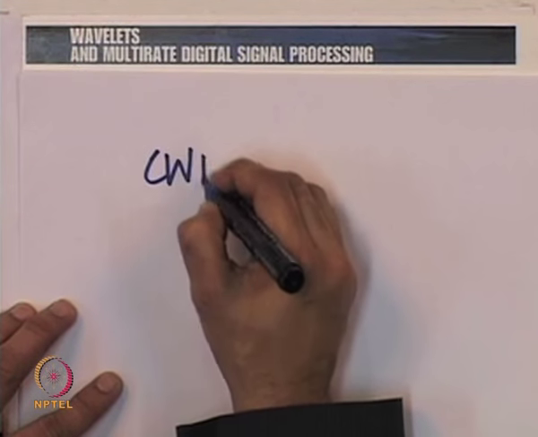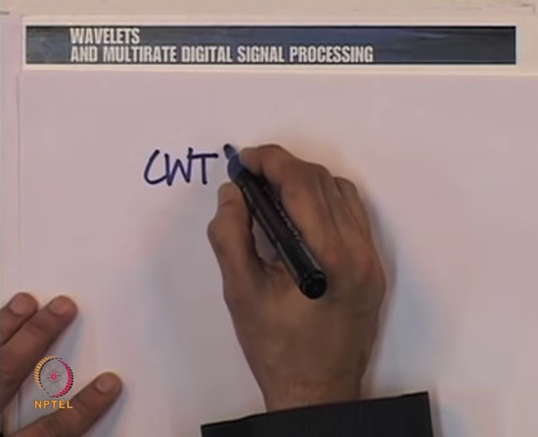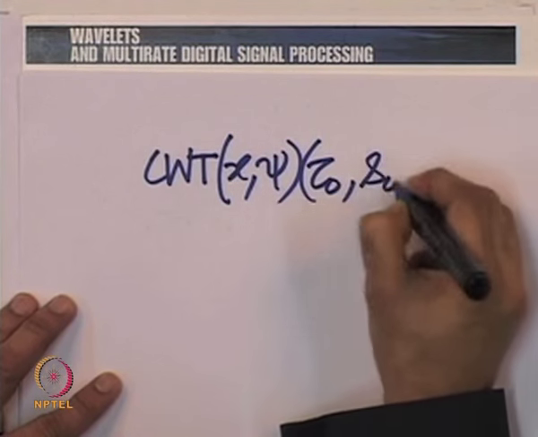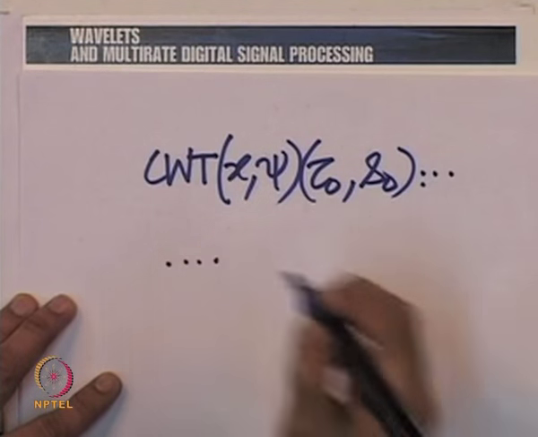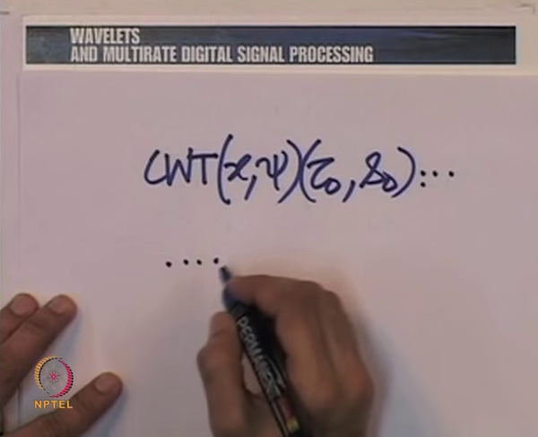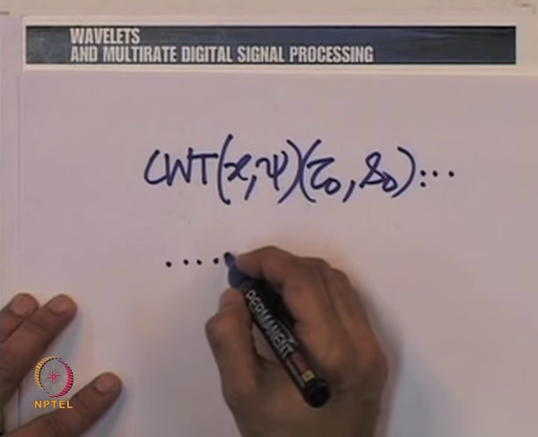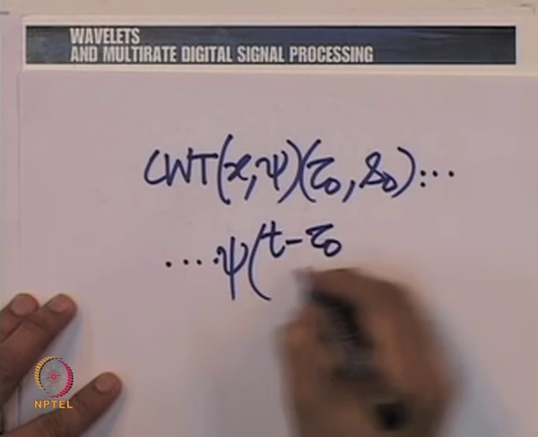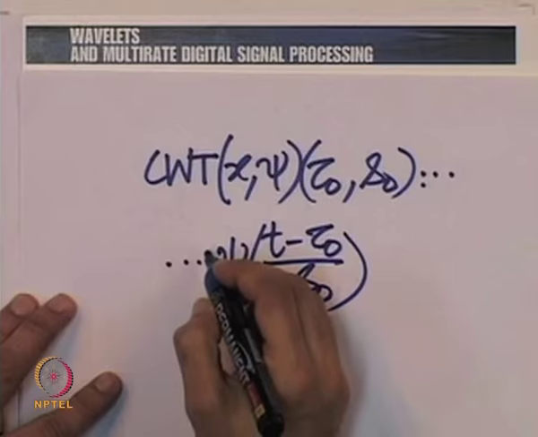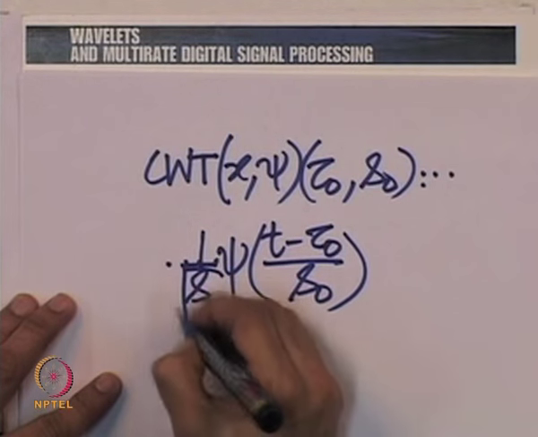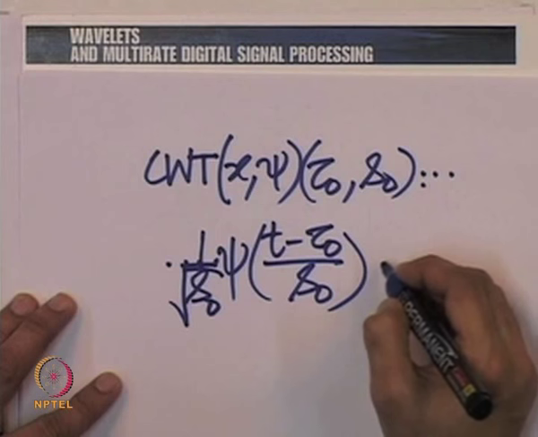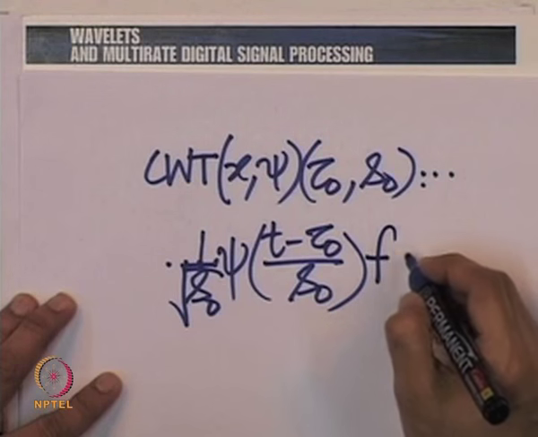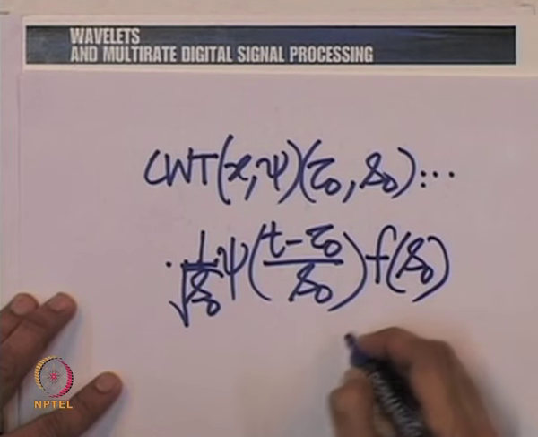So, before we write the triple integral, we will first just write down the CWT, x, psi, tau naught, S naught, and multiply this by the unit vector, so to speak, but as I said, with a weighting factor. So the vector in that direction is psi of (t minus tau naught) by S naught, and we agreed that we must normalize this. So, 1 by the square root of S naught, and a weighting factor, let us call that weighting factor a function, let us say f of S naught, d tau naught d S naught.